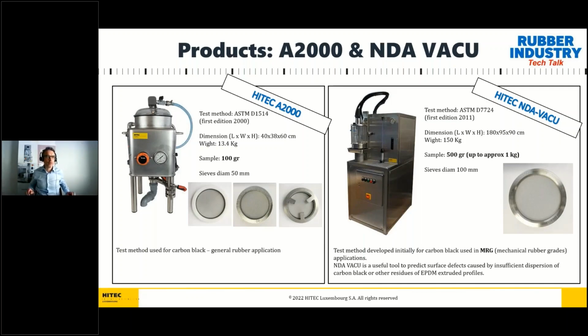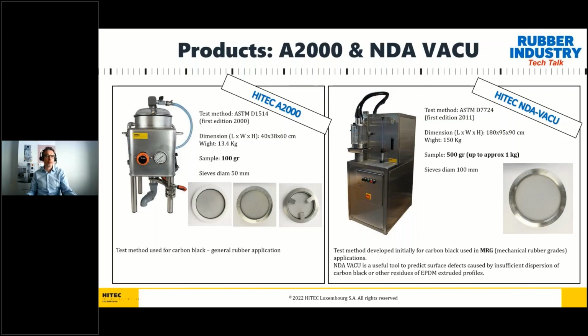The second equipment, the NDA vacuum, is more recent. The first edition of the test method is from 2011, and the test method we refer to is ASTM D7724. It's a relatively big machine, and one of the advantages is that in this case you can measure a bigger sample of material.